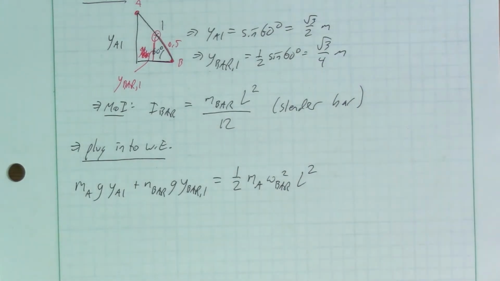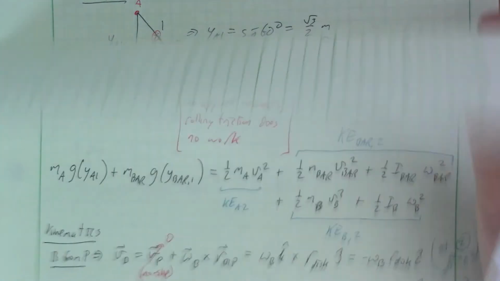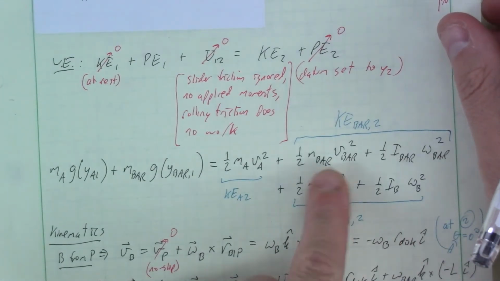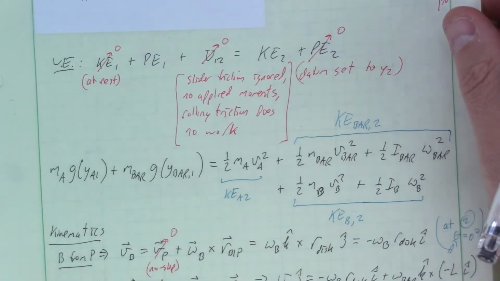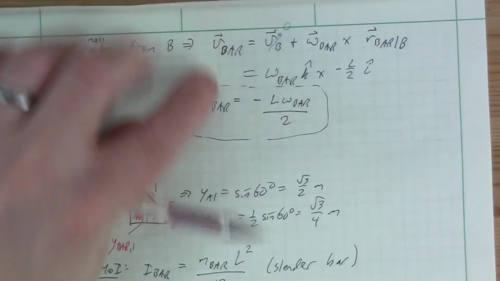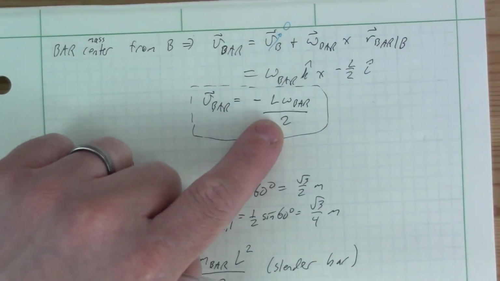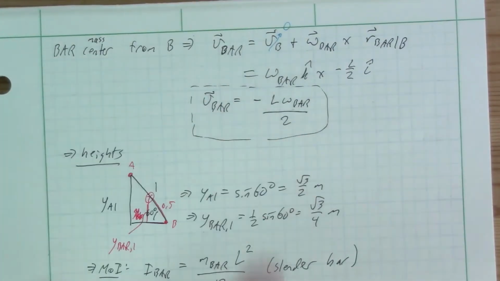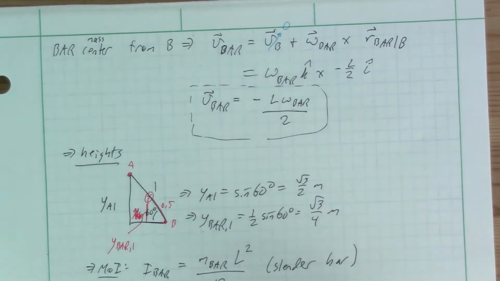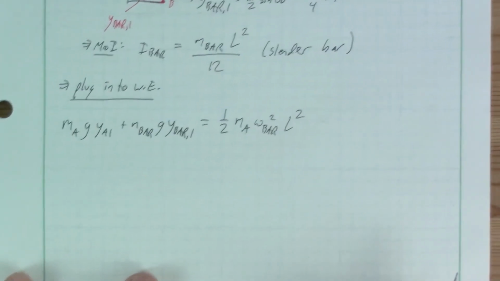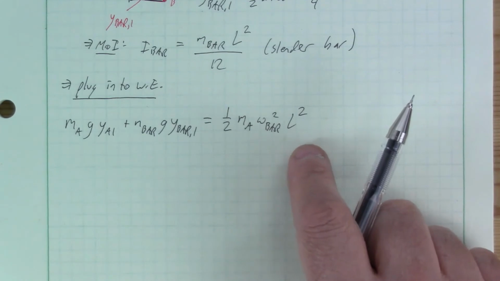Let's see, the next term, might as well just keep this. Remember, these two terms are 0 down here. So we have the velocity of the bar. Well, we determined earlier here that the velocity of the bar is minus L omega bar over 2. So it's a translational kinetic energy term, 1/2 m v squared for the bar.